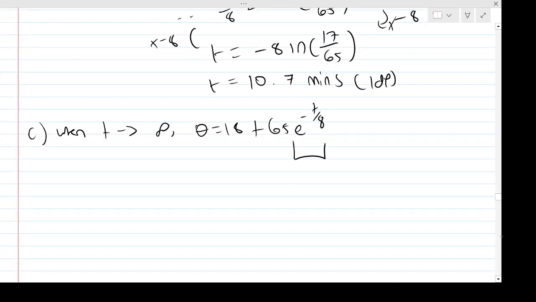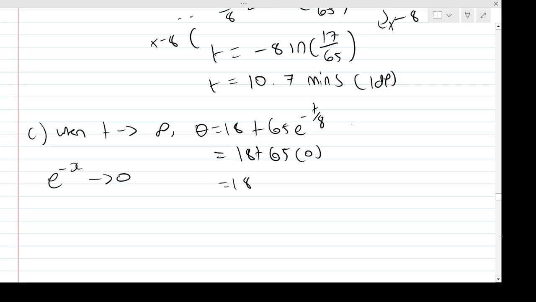We discussed before that e to the negative t over 8, or e to the negative x, for any x, if x goes to infinity, that goes to 0. E to the negative of anything goes to 0 when it goes to infinity, which means this equals 18 add 65 lots of 0, basically. This e to the negative t over 8 will go to 0, which means I'm left with 18. That is what the temperature theta will head towards. It will drop to 18, and that will be it.